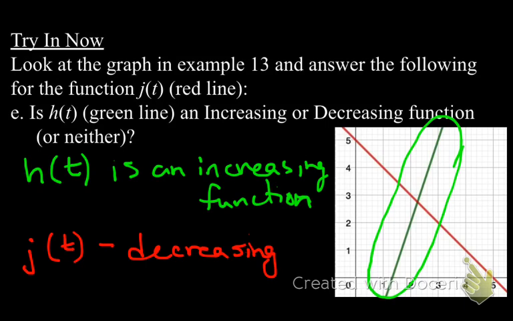If the slope of a line is positive, that means it's going to be increasing. If the slope of a line is negative, that's going to be decreasing. And if you look back, your slope of h of t was 3, so positive, increasing. Your slope of j of t was -1, and negative means that it's going to be decreasing.